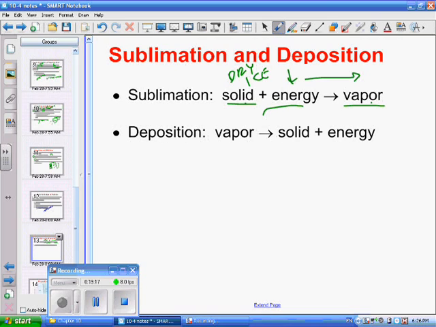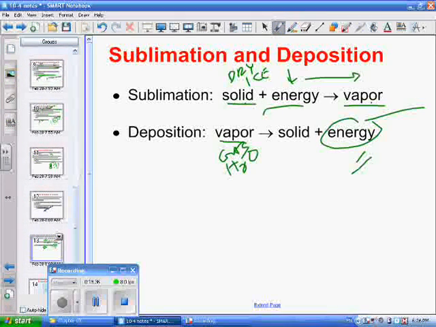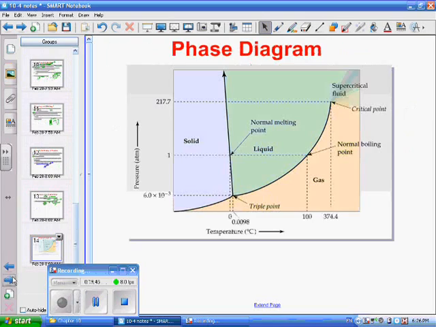Deposition is the opposite of sublimation. This is the frost that you see on your car. If there's water in the atmosphere and it drops below freezing, this is the rime frost that you have on your windshield in the morning. And this is where I have to have vapor, a gas, like water vapor, and you have to remove energy. Notice energy is on this side, it's not over here. Therefore, I've removed that energy to get the solid. That's why it's on the right side of my chemical equation here.